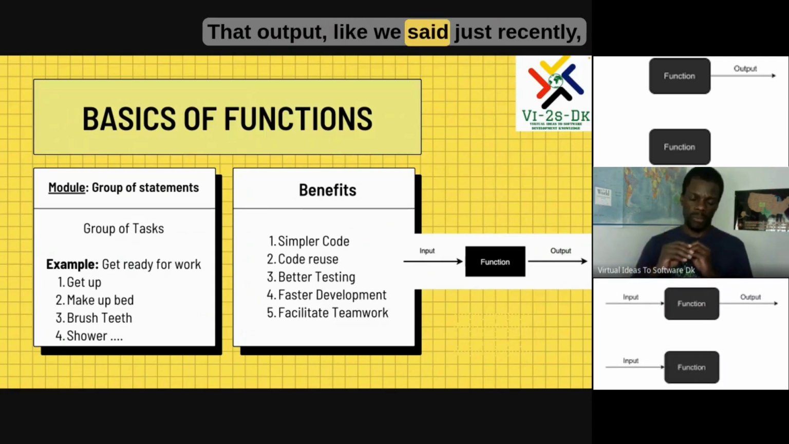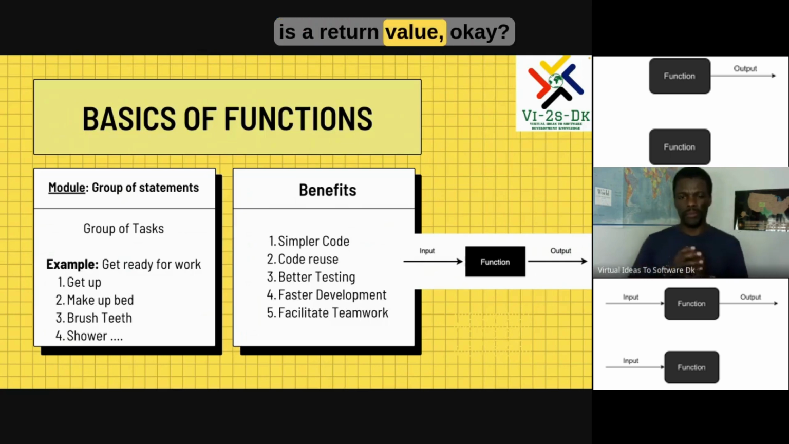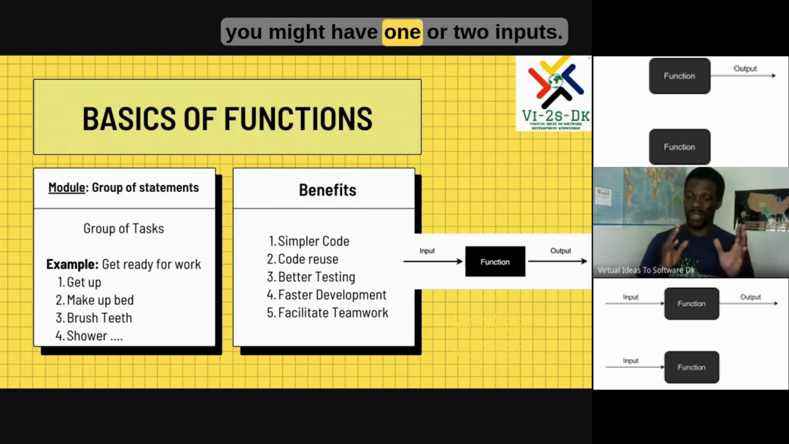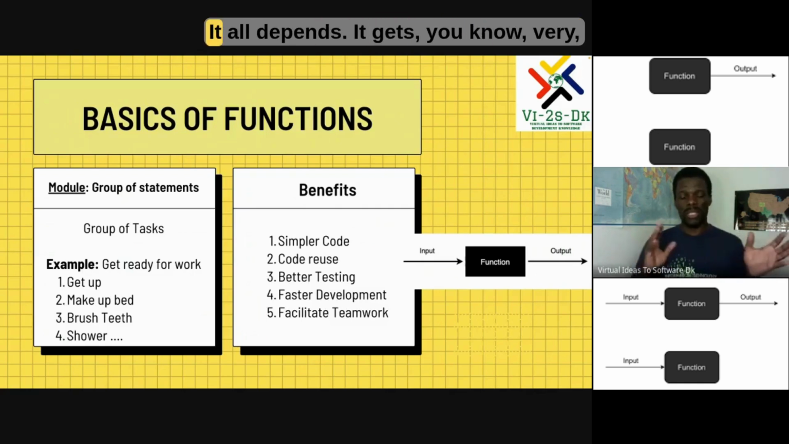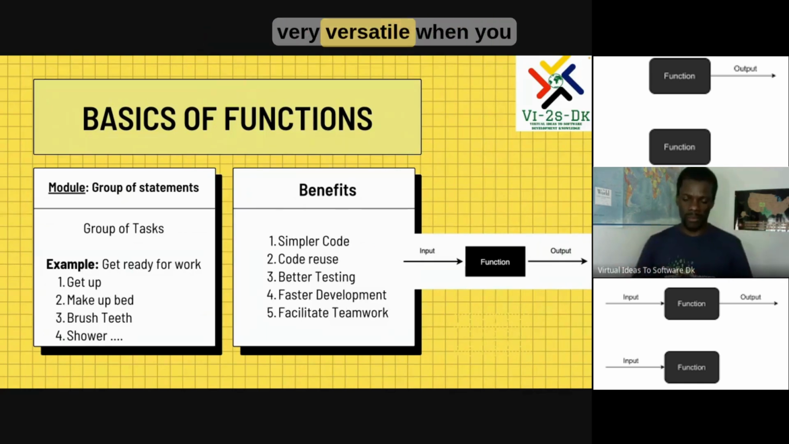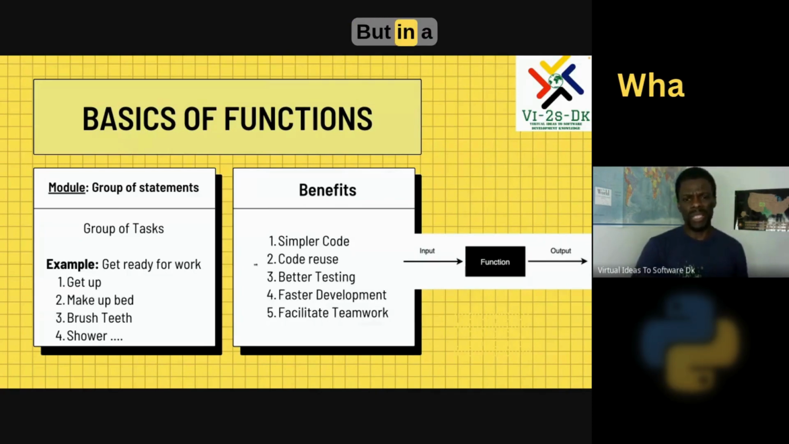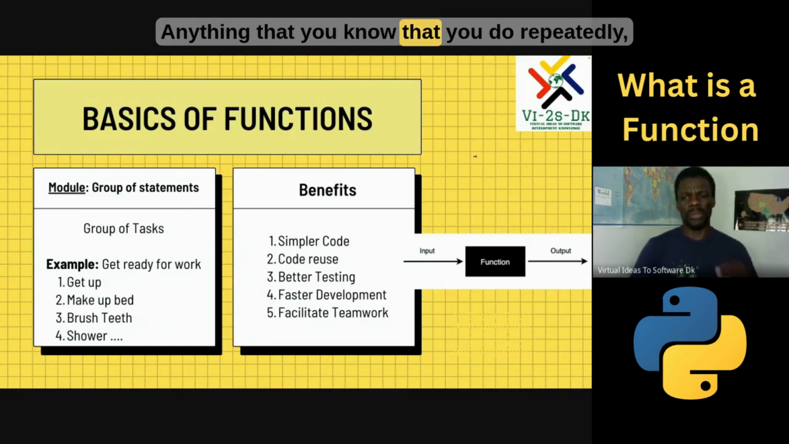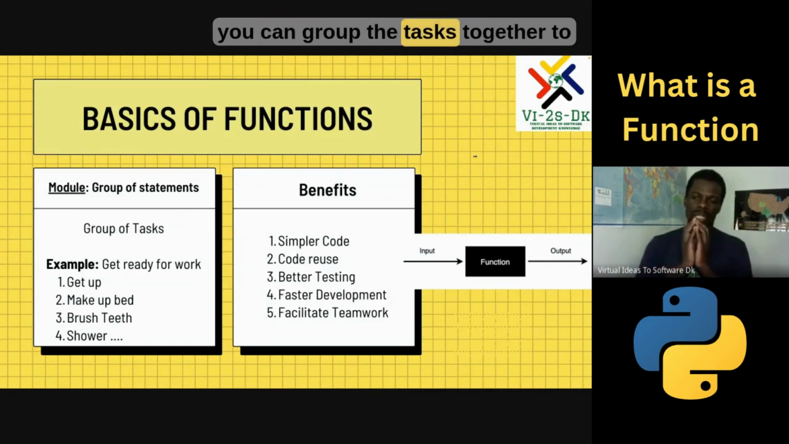That output, like we said just recently, is a return value. So it depends on how you want to use your function. And again, you might have one or two inputs, you might have one or more outputs. It all depends. It gets very, very versatile when you look at it in place. But in real English, a function is just a group of statements. Anything that you know that you do repeatedly, you can group the tasks together to become a function.